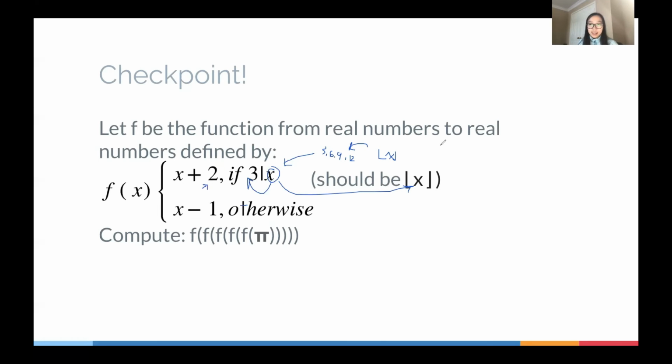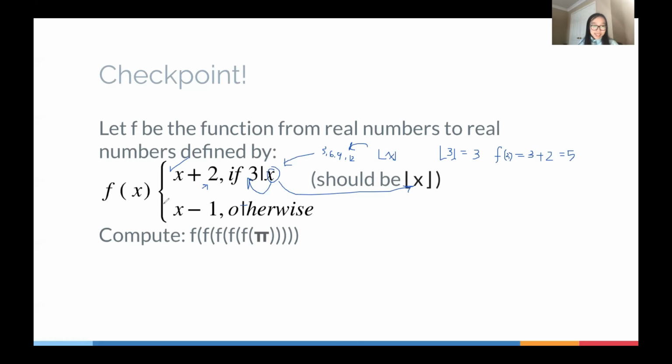So let's say we have the floor of 3 here. The floor of 3 is 3, right? And 3 is a multiple of 3, so this is correct. So therefore, f of 3, because we know that the floor of 3 is a multiple of 3, f of 3 would just be 3 plus 2, which is just 5. Very nice.